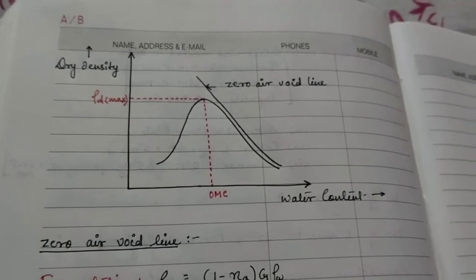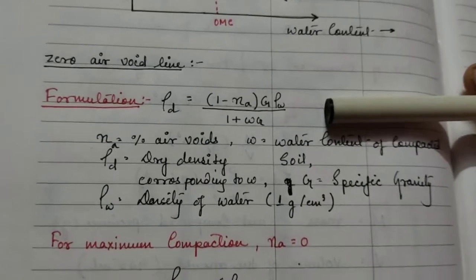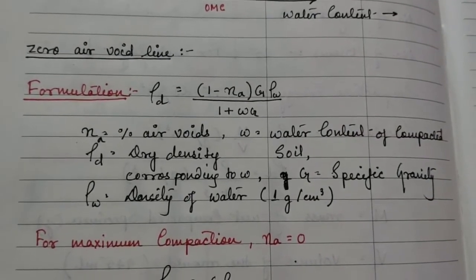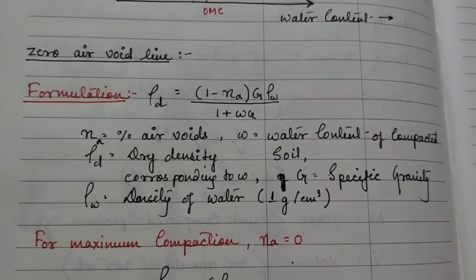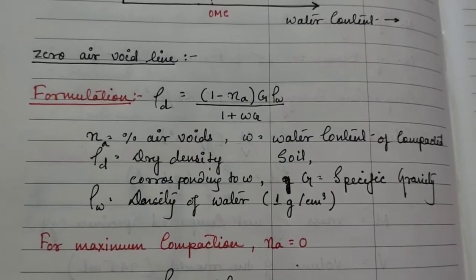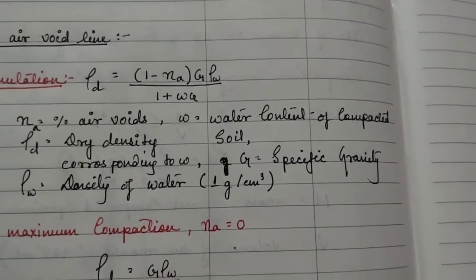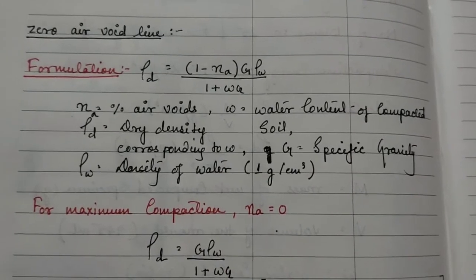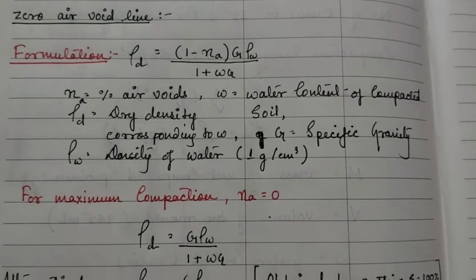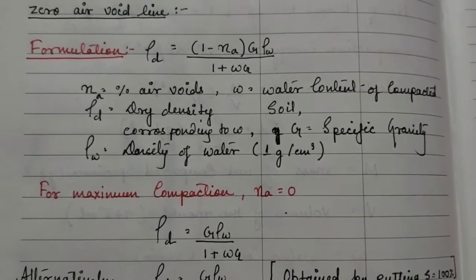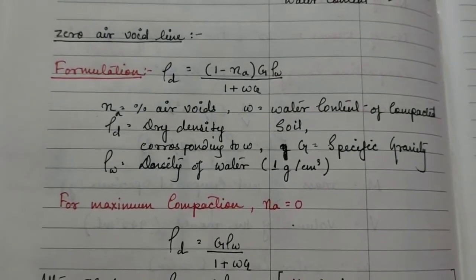And how can this relationship be established? This relationship can be established from this formula, where rho d equals (1 minus na) times G times rho w, divided by 1 plus wG, where na is the percentage air void, w is the water content of the compacted soil, rho d is the dry density corresponding to the water content, G is the specific gravity, and rho w is the density of water, which is taken as 1 gram per cc.